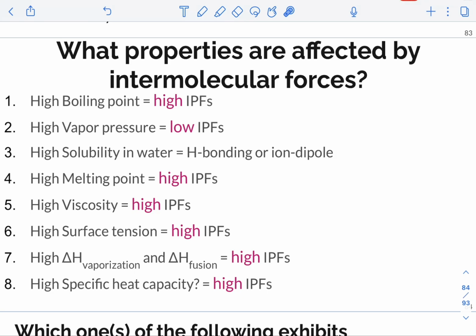Okay, so you will see here, high vapor pressure is going to be low IMFs, but everything else has to do with high IMFs. So you have to remember vapor pressure is the opposite, low IMFs. And that makes sense because it's easier to boil something with low IMFs, so it's going to have a higher vapor pressure.